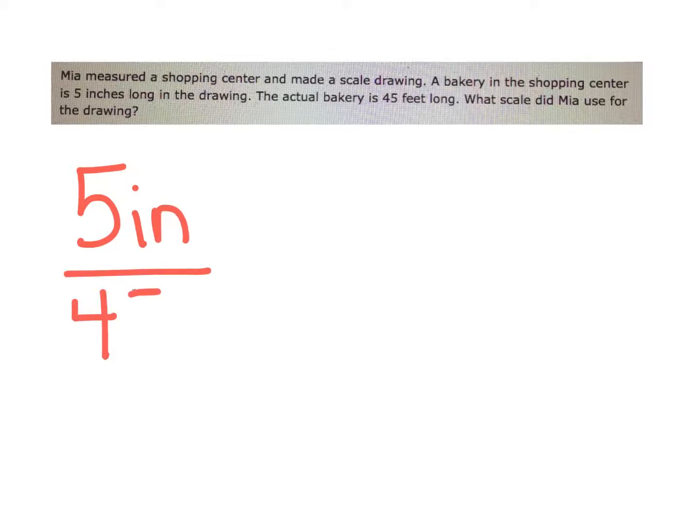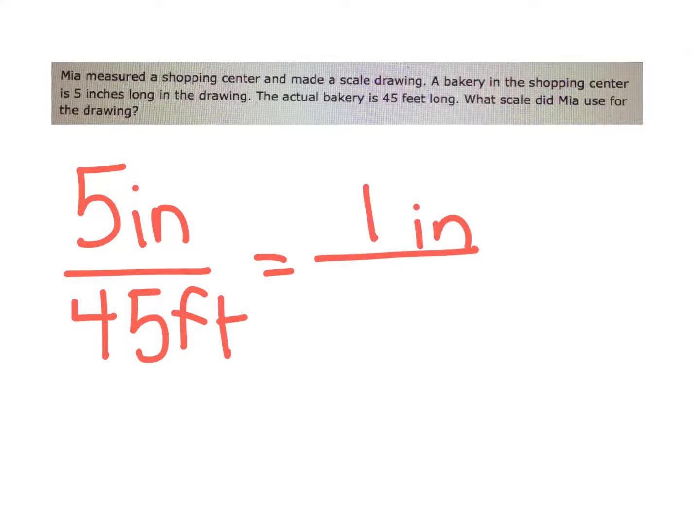All right, so this one's a little bit different than the other ones. It gives you the measurements of the drawing. So it says it was 5 inches, and then in real life it was 45 feet. So we always want to know for 1 inch how much would it equal in feet. So 45 times 1 gives me 45, and 45 divided by 5, I'm hoping you're saying is 9.